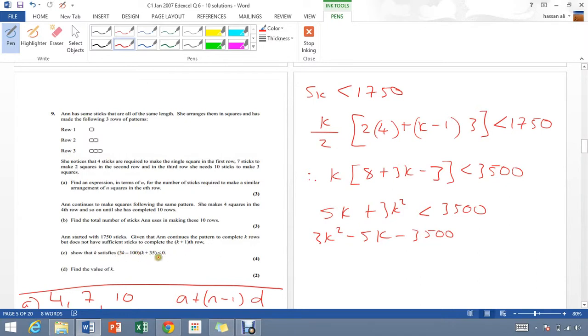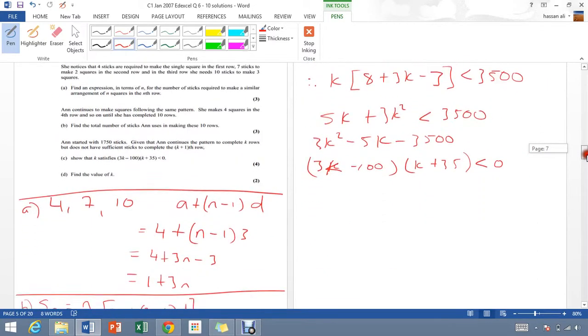Now it wants it in this format here, so I'm assuming that if I factorize, and you can check this later, it should be this. If I factorize this, this will be the answer, and all of that is less than 0. Okay, so we've done that bit there. And D simply says, it's a 2-mark question, find the value of k.